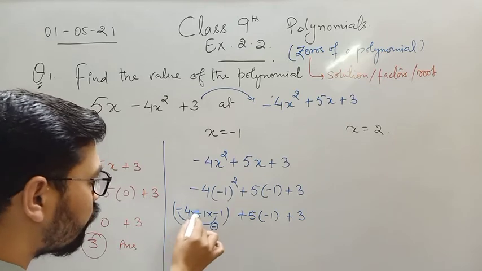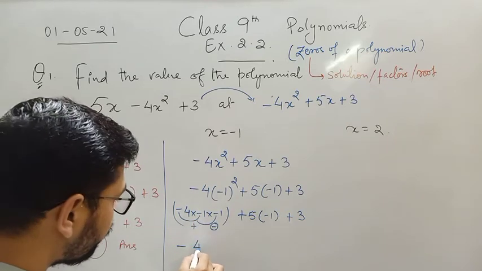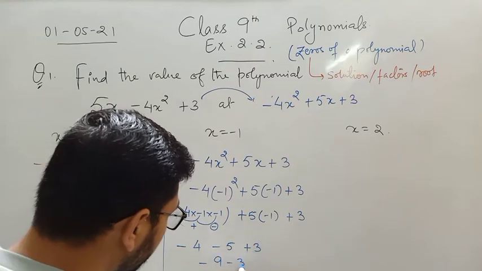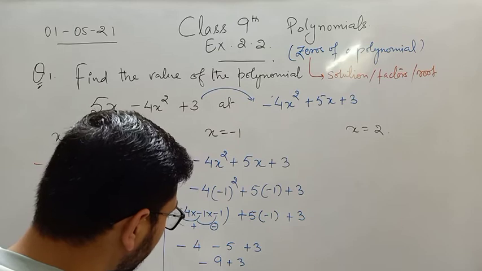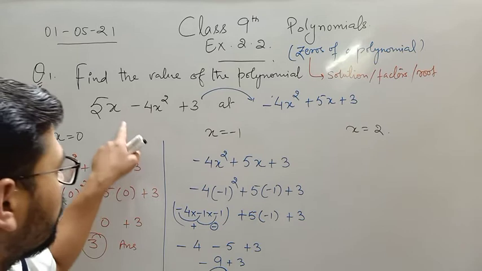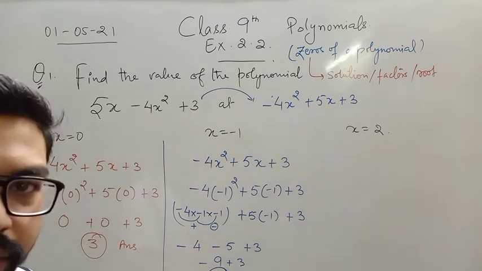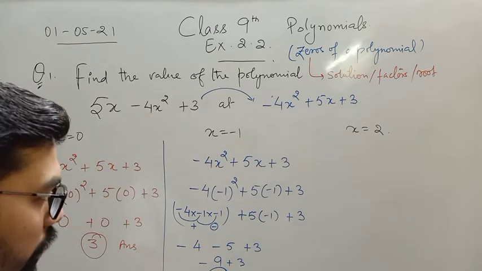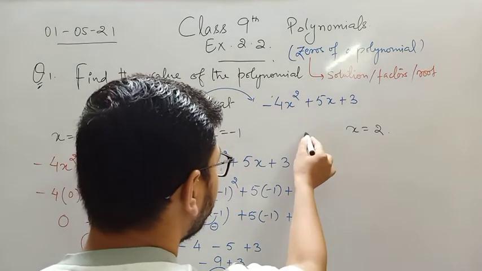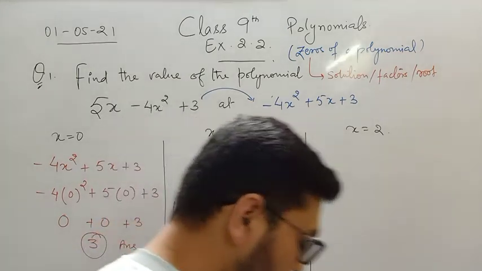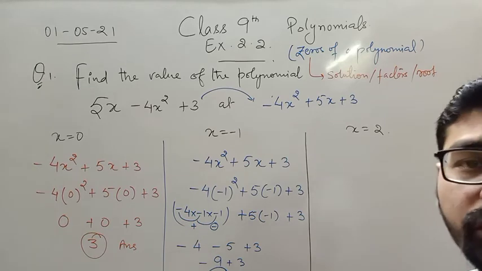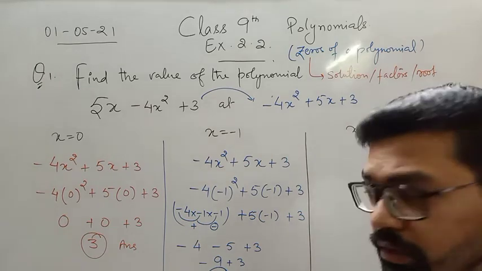Minus 4 ones are 4, so 4 minus 5 plus 3, minus 9 plus 3, which is equal to minus 6. So for x equals minus 1, the value of this polynomial is minus 6. Any doubt in this? Okay, I hope not. But if you have any queries, you can ask me in the Zoom session or any later session. But before that, you must watch the videos that we have uploaded along with the homework.